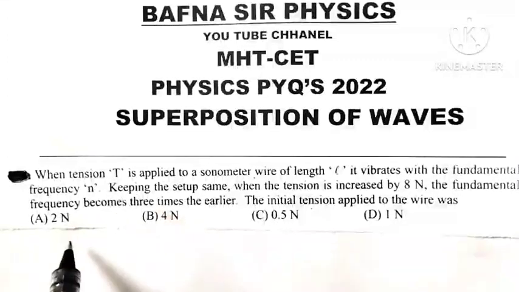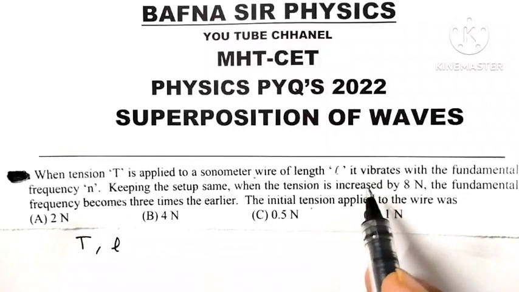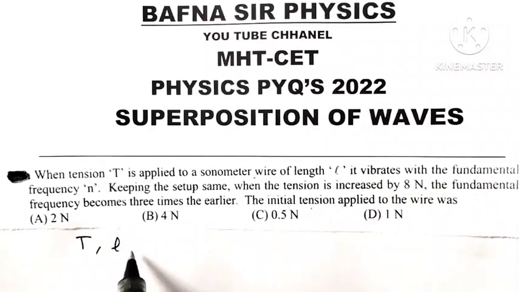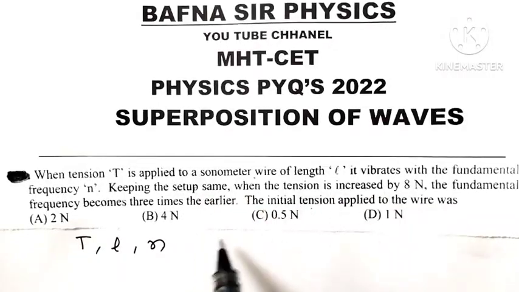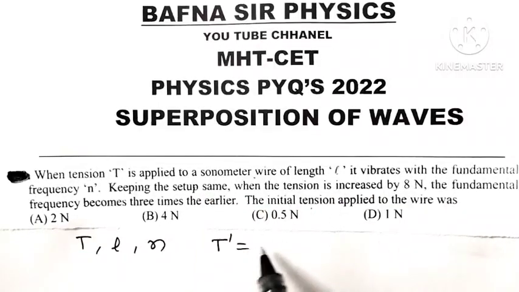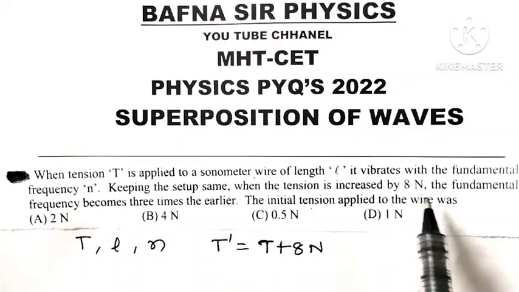When tension T is applied to a sonometer wire of length L, it vibrates with fundamental frequency N. Now, keeping the same setup, when tension is increased by 8 Newton, the new tension T is equal to the original tension plus 8 Newton.